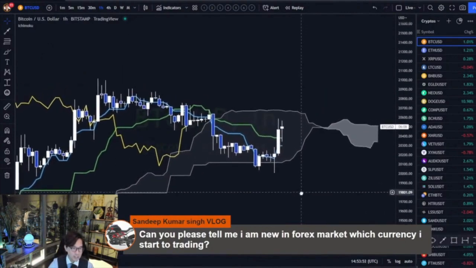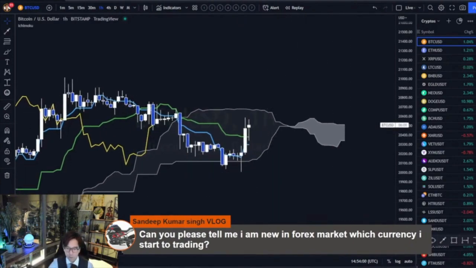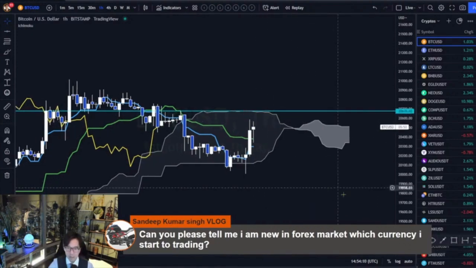I thought the 1 hour was above the Kumo, but it's ranging on the 1 hour, so it may go down, or it may go up. If you want to buy, at least you want to wait for the Kumo breakout, or the resistance breakout at 20676.6, and buy afterwards. I just keep the up arrow like this because I think this is bullish.